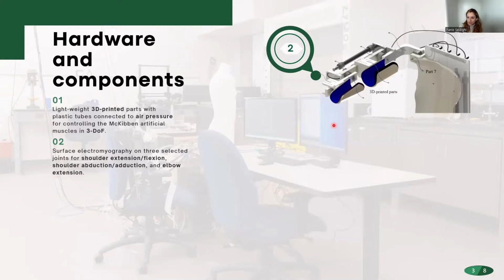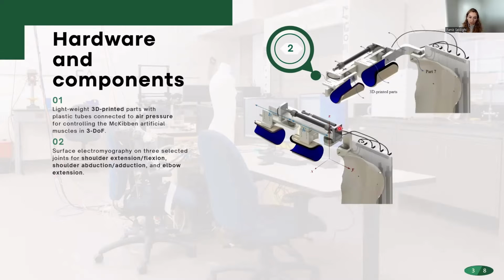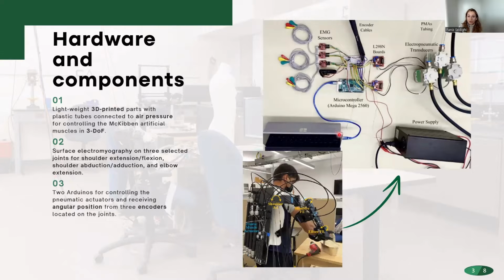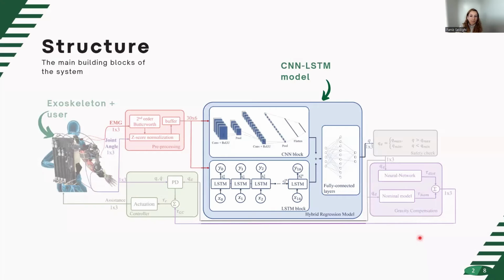We have 3 degrees of freedom, 2 at the shoulder level, 1 for extension and flexion, and the other one for abduction and adduction. And the last joint is at the elbow. We have 2 Arduinos responsible for controlling the pneumatic actuators and also receiving angular position information from our encoders located at each degree of freedom.